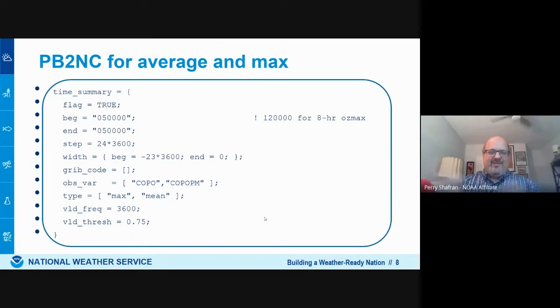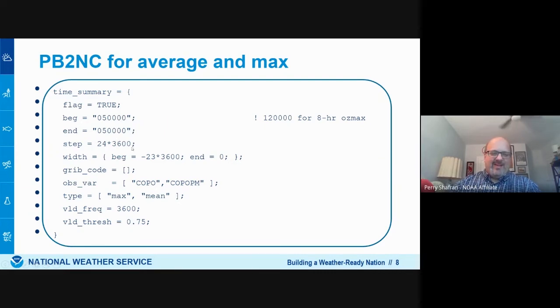And I forgot to mention, here's how we do the average. The time summary for the hourly is set to false because we don't necessarily need it. But for the averages, we have to set the time where you're beginning and ending. It's 5Z to 5Z, as I said, except for the 8-hour, because of the backward averaging, this period ends at 12Z.